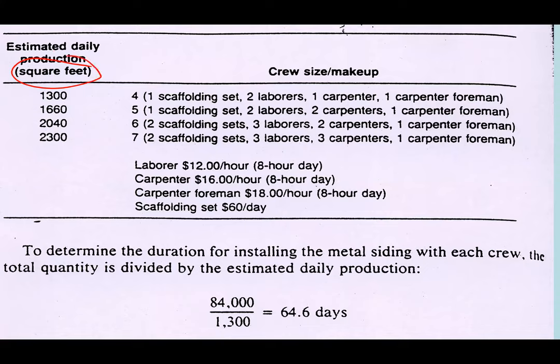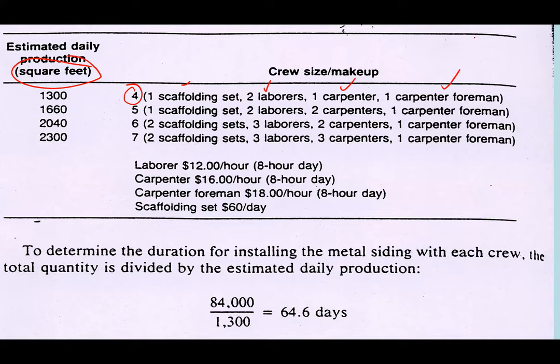And crew size, or basically the combination of man, machine, and tools. In this equation, we do not have any machine. We just have a scaffolding set. Let's say crew size 4. What does crew size 4 mean? It consists of one scaffolding set, 2 laborers, 1 carpenter, and 1 carpenter foreman.